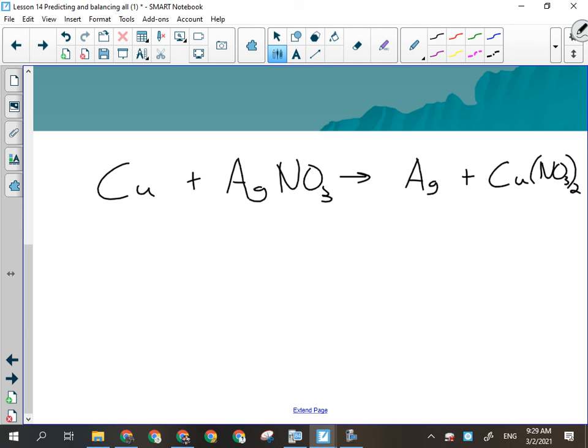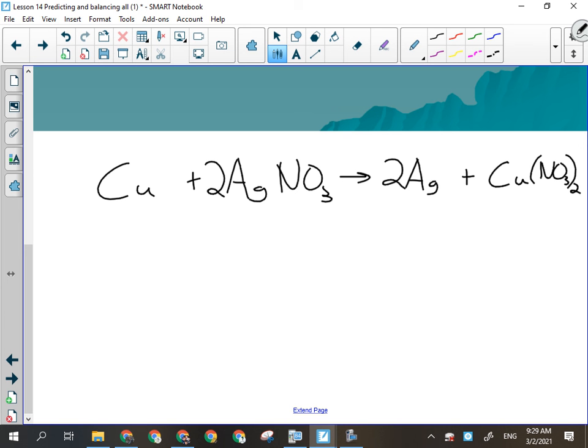So I'm going to go over here. There's only how many nitrates here? 1. So I'm going to put a 2 in front of this to make my nitrates work. When I do that, it gives me how many silver? 2. And there's 1 copper over here and 1 copper over here.